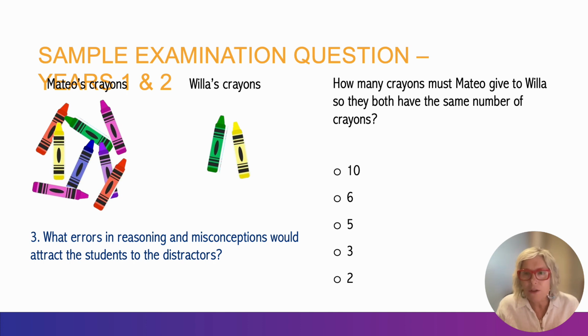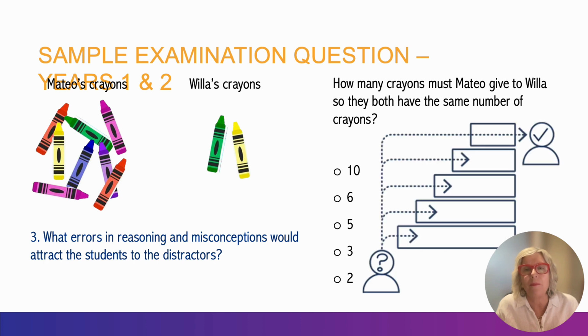Now, if you have not heard of Newman's error analysis, then here is a quick summary. The analysis breaks down the 5 steps involved in solving a mathematical word problem. The first is reading and decoding. The student reads the problem and decodes the words and the symbols.